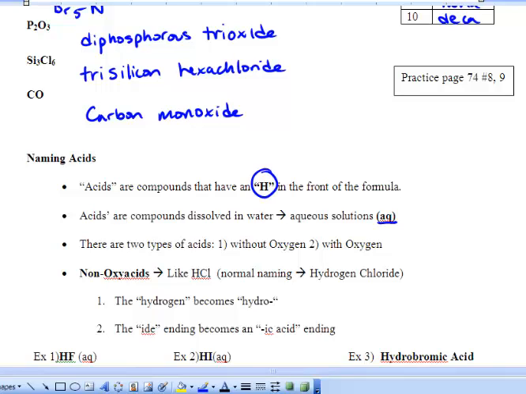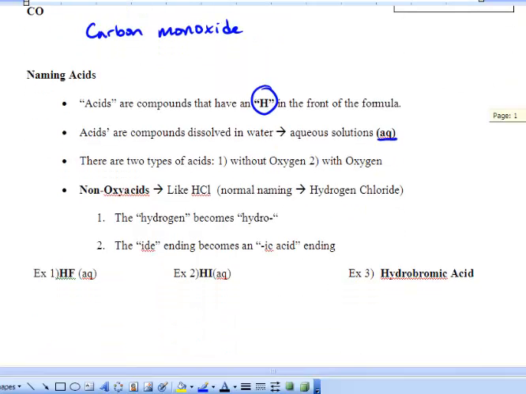Now there's 2 types of acids. One's with oxygen and one without oxygen. Non-oxy acids are without oxygen. They're like HCl. And so if we were going to name this using our ionic compound formula, we'd have just hydrogen chloride. But because it's an acid, we're going to shorten our hydrogen, so the hydrogen becomes hydro, and then the ide becomes an ic. So we're going to get hydrochloric acid.